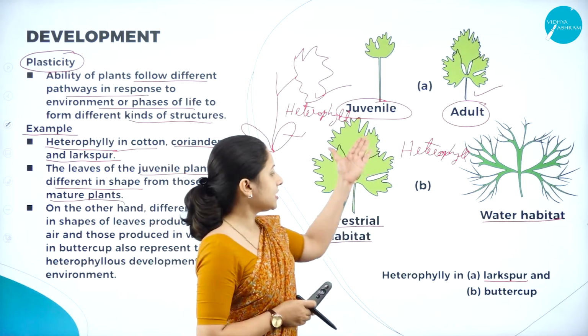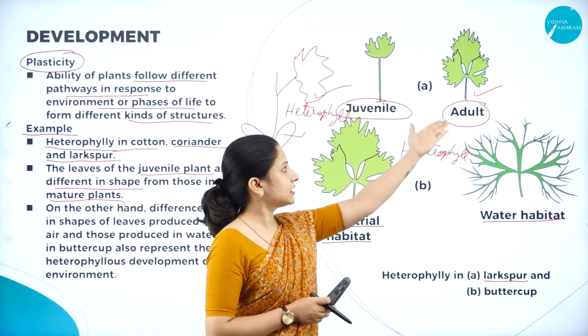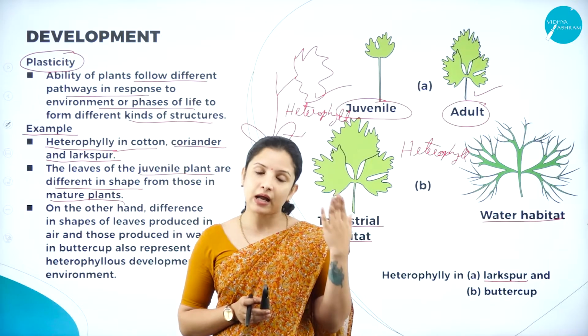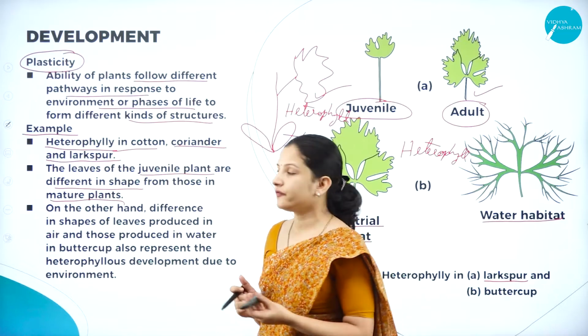Here you can see in larkspur, the shape of the leaf of the juvenile plant is completely different when compared to that of the adult plant. So the young leaves will have a different shape when compared to that of the adult leaves. Like that also we can say.